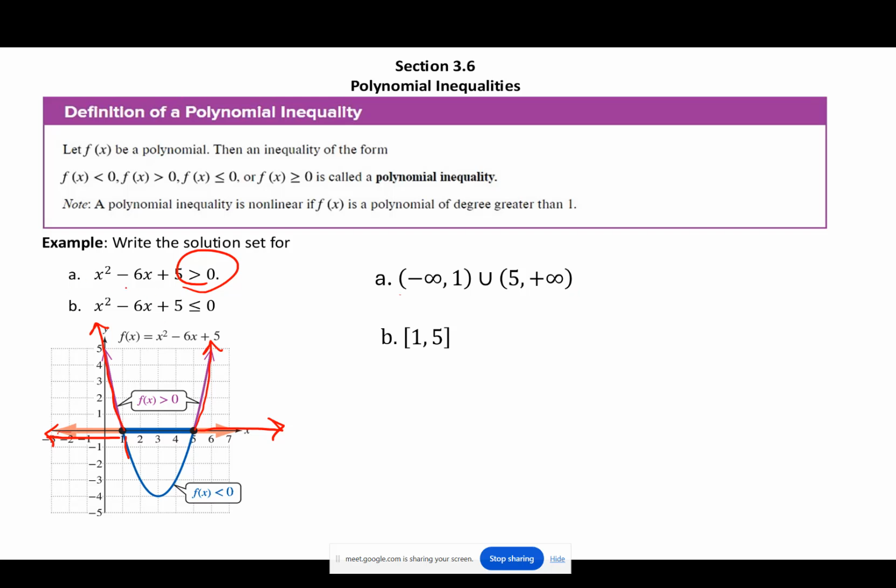Part B is when the function is less than or equal to 0. When is it negative, below the x-axis, or equal to 0 on the x-axis? Well, that happens here, and those values of x go between 1 and 5. So between 1 and 5, including 1 and 5, is when the function is less than or equal to 0. Now, in this problem, we looked at the graph to see what's happening, but in some problems coming up, we're going to look at just the equation to solve the inequality without having to graph it.